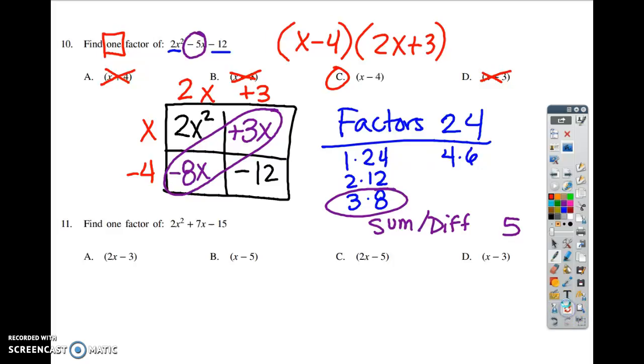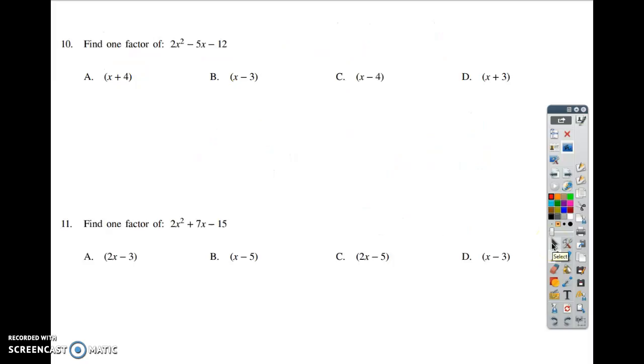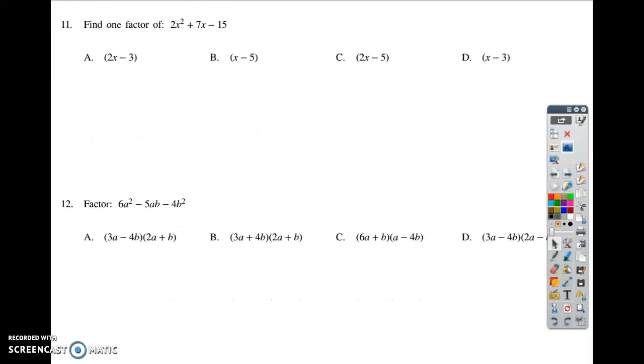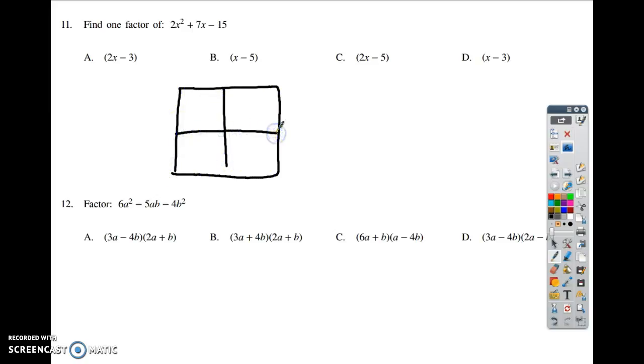Problem number 11. Try to do it by yourself. Pause the video so that you can work it out by yourself, and then press play when you think you got the answer. Okay, so let's get started. Hopefully you already did this problem and you're just checking it. If not, then you're just copying and you're probably not going to do as good on the test by yourself.